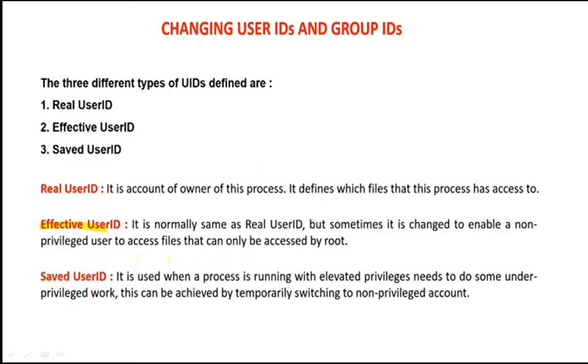So in that case, whatever your original privileges or permissions are, those will be set to your saved user ID and the new user ID will be assigned to your process. So it is used when a process is running with elevated privileges which needs to do some underprivileged work. This can be achieved by temporarily switching to a non-privileged account.